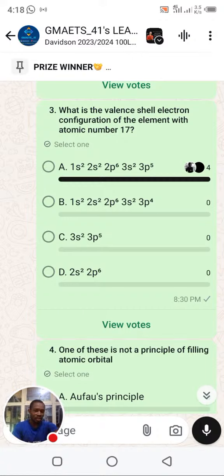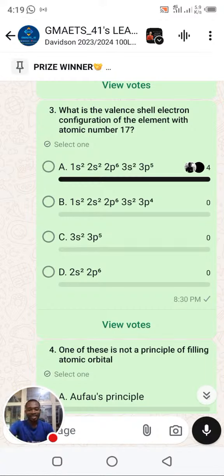But hey, take a look at the question. The examiner is requesting the valence shell electron configuration. I repeat that. The valence shell electron configuration of the element with atomic number 17. So when you hear valence shell, it simply means the outermost shell. We can also use the name ultimate shell. So if you're asked the valence shell electron configuration, we are simply interested in the number of electrons in the valence shell, the outermost shell, the ultimate shell.